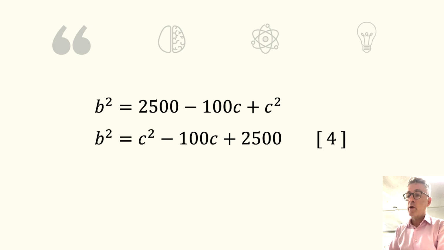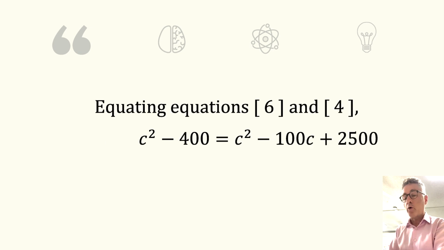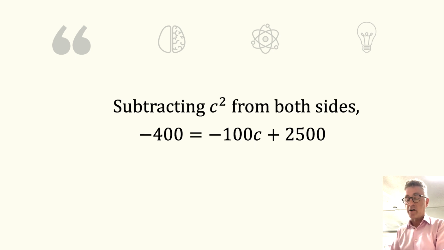Then we equate equation 6 and equation 4. Recall that equation 6 said that b squared is c squared minus 400, and equation 4 said that b squared is c squared minus 100c plus 2,500. Well, if we just make those equal to each other, we have this expression. And that's not nearly as bad as it looks because we realize that c squared appears on both sides of that equation. Now, if we subtract c squared from both sides, we get minus 400 equals minus 100c plus 2,500.